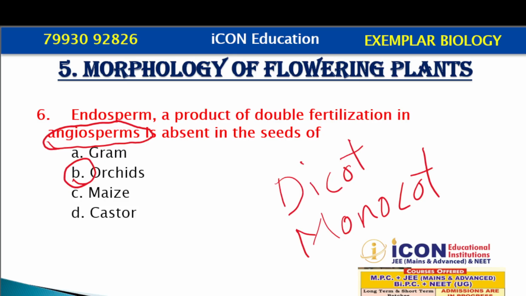Why? Because the majority of the monocots will have endospermic seeds. But in the textbook it is given that orchids, though they are monocots, will not have endosperm in their seed. They are non-endospermic. So endosperm, a product of double fertilization, is absent in the seed of orchids.